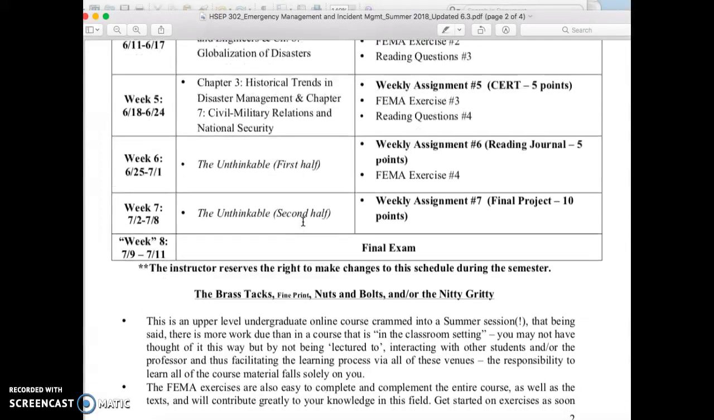What I'm asking you to do, and you could potentially, after this CERT assignment, have the easiest semester and improve your grade if you're not happy with where it is, because my expectations are probably higher than many professors. But here I'm going to give you a chance to redeem yourself. I just want to know that you have read the text. So for the first half of Unthinkable, I want you to read the text.